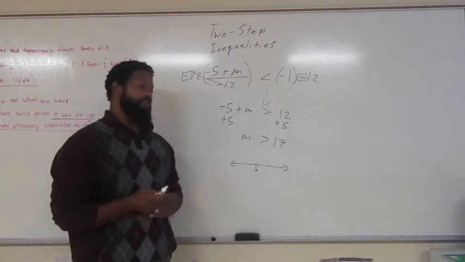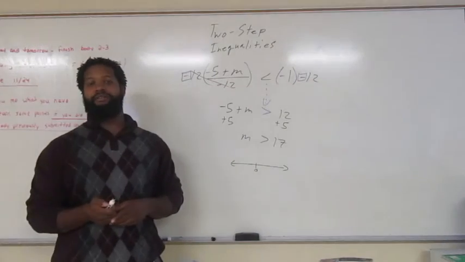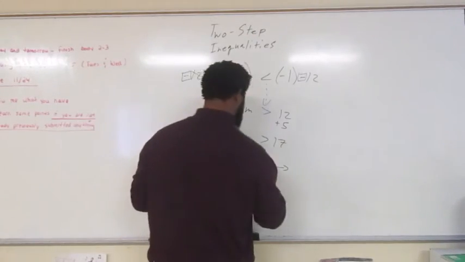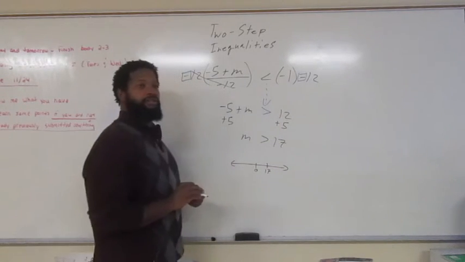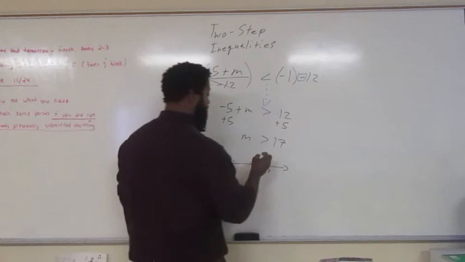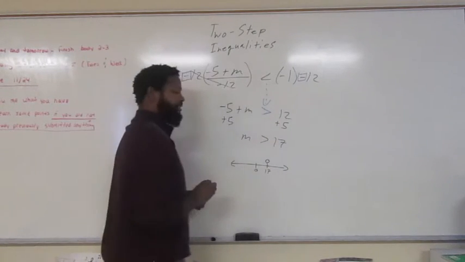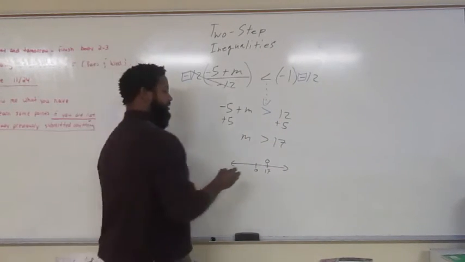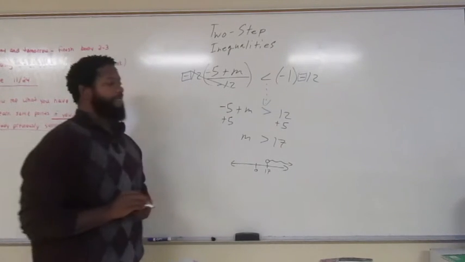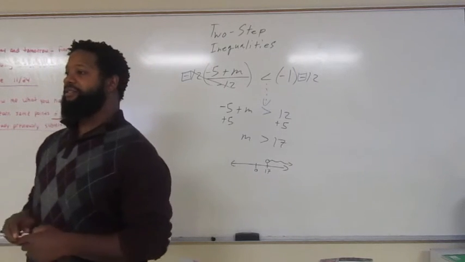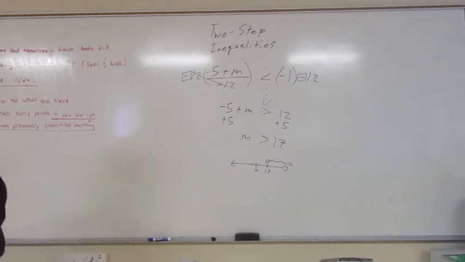So, what side of the 0 does a positive 17 go on? On the right-hand side. What kind of circle is above it? Open. Which way is it going? To the right. Okay? Y'all are starting to get this? Everything good? Yes.